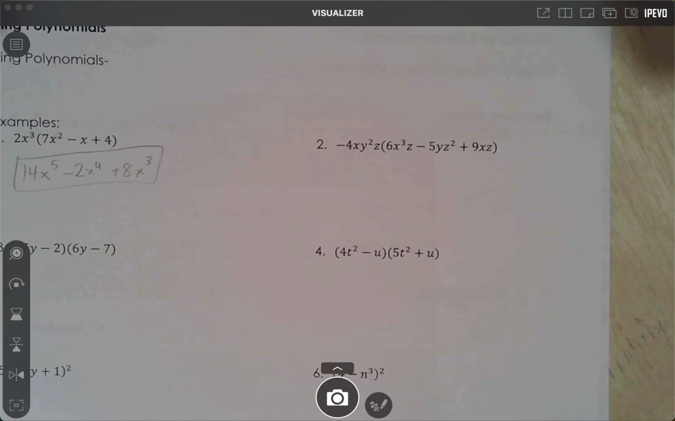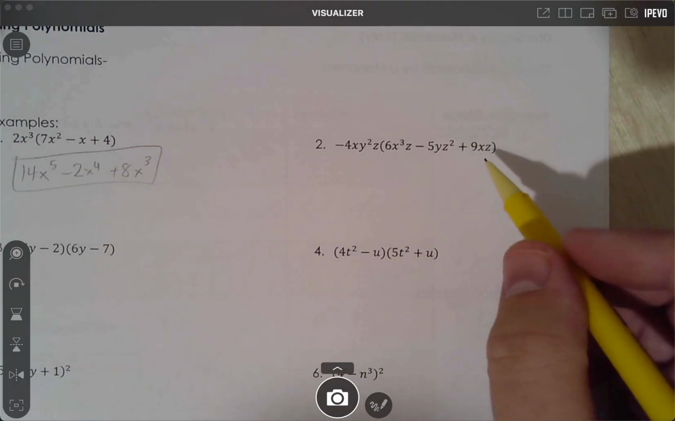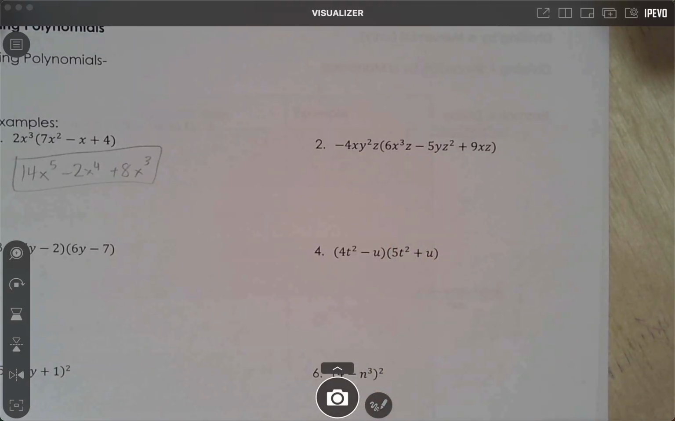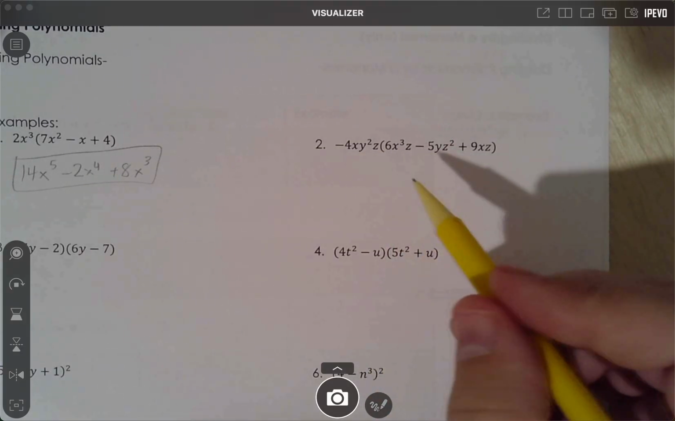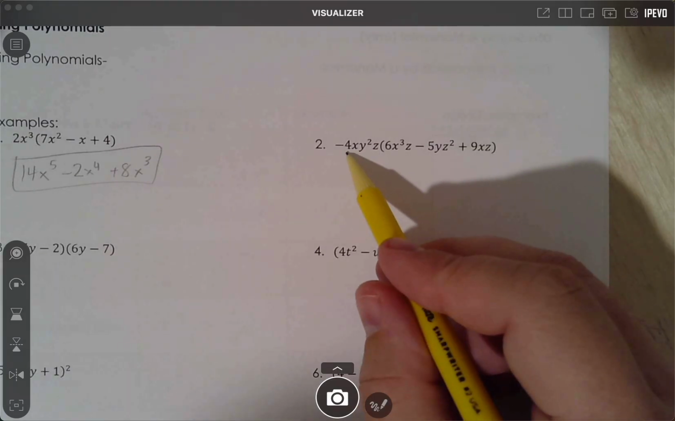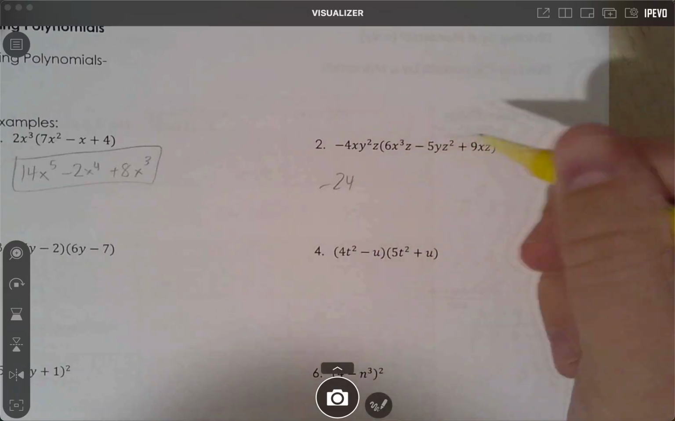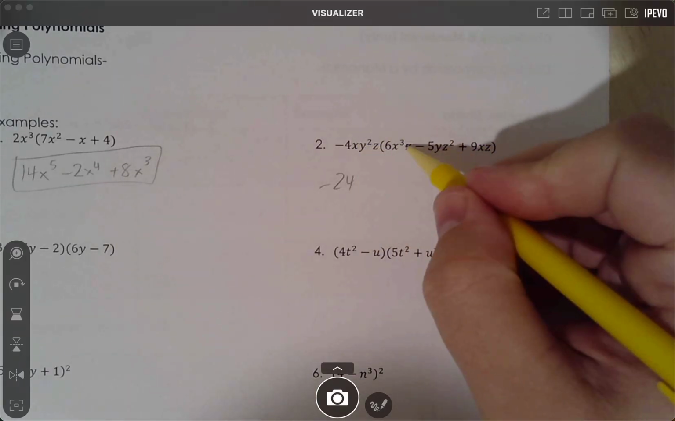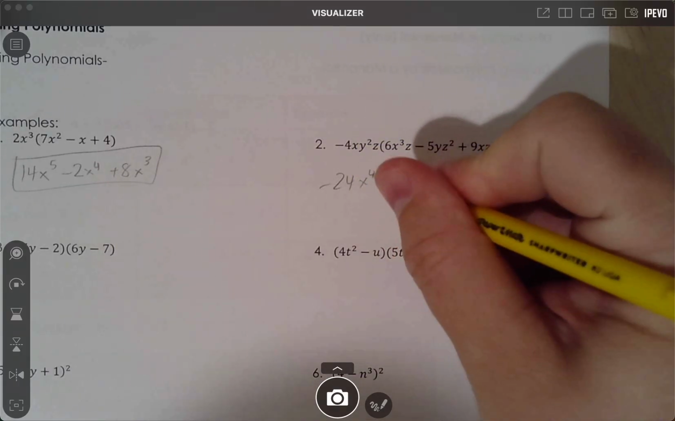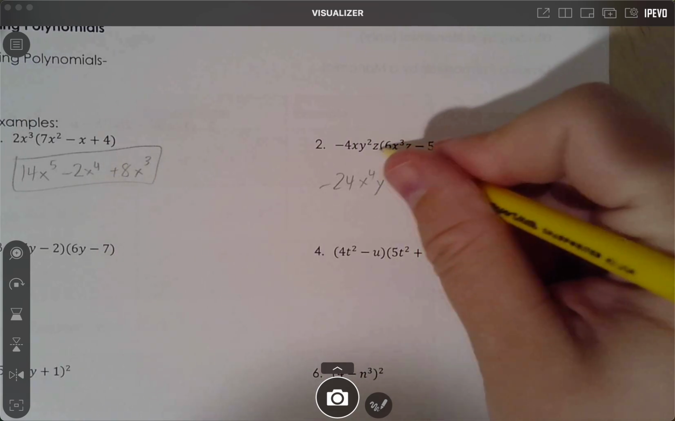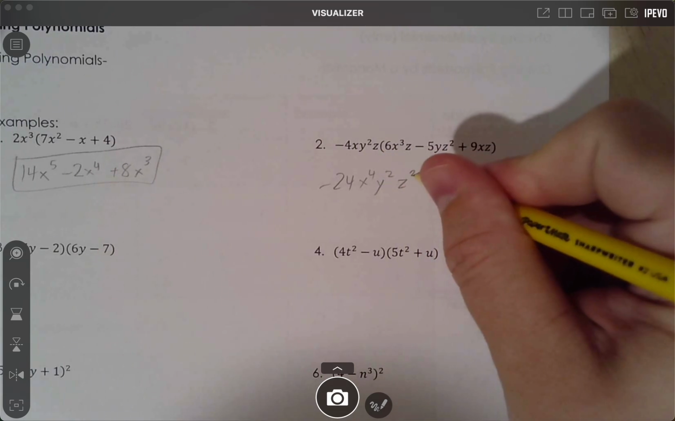So let's see some uglier examples. And we just deal with this term by term, and we also deal with it variable by variable, or I guess part by part of each term. So first the coefficients, negative 4 times 6 is negative 24. And now our x's, 1x times 3x, that's now 4 x's. Y squared, with no other y's, would still be y squared. And a z makes z squared.